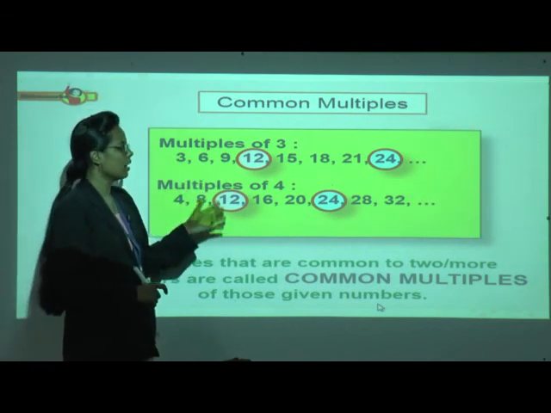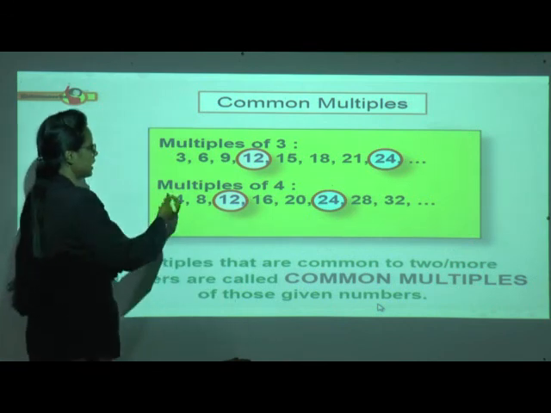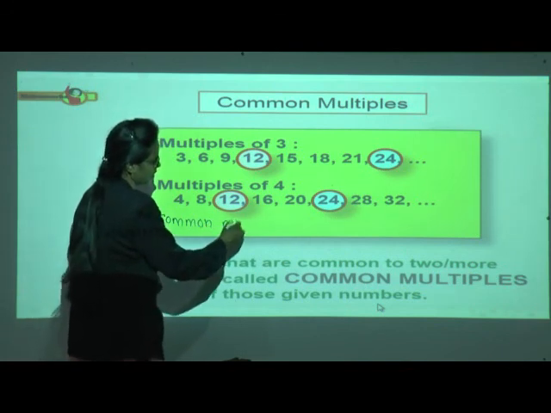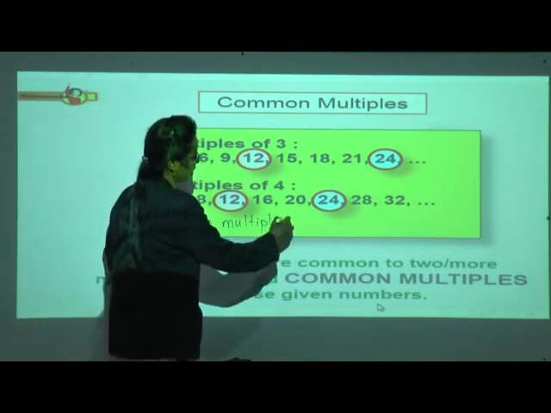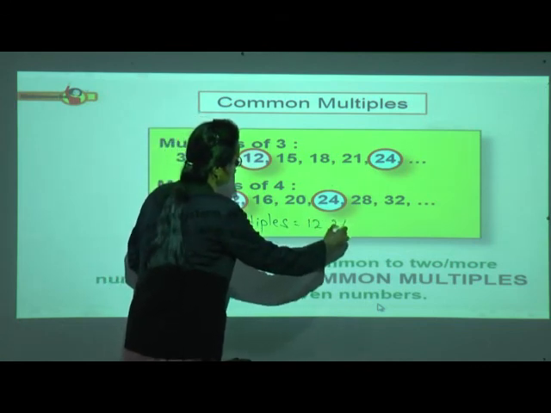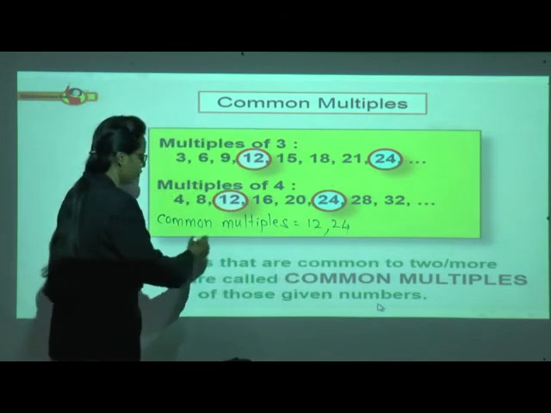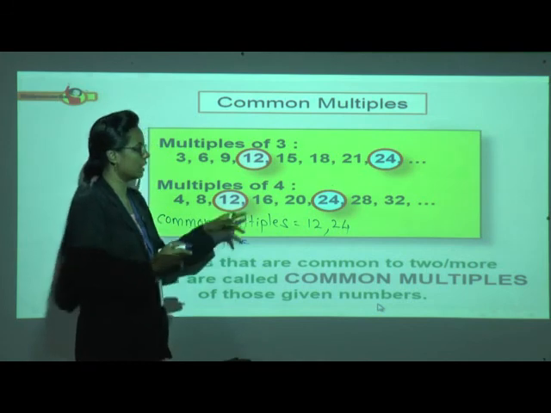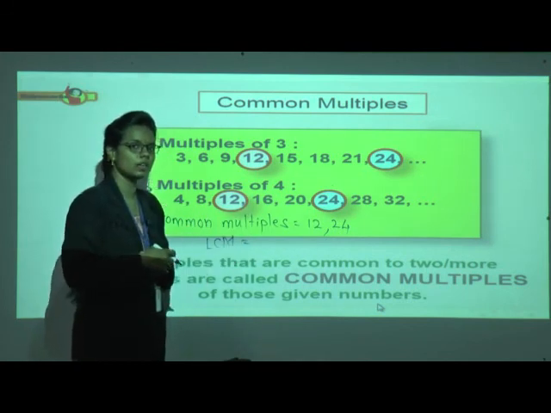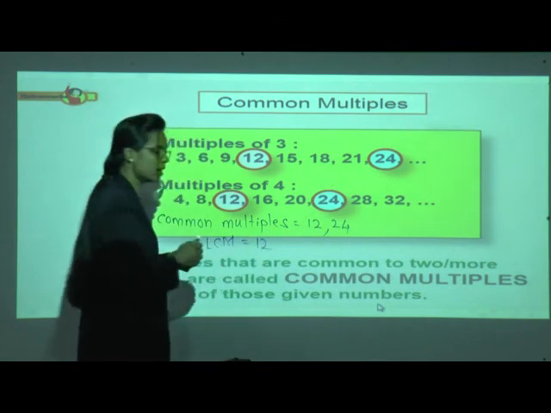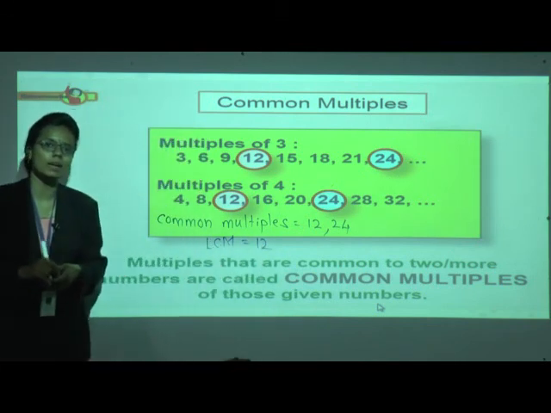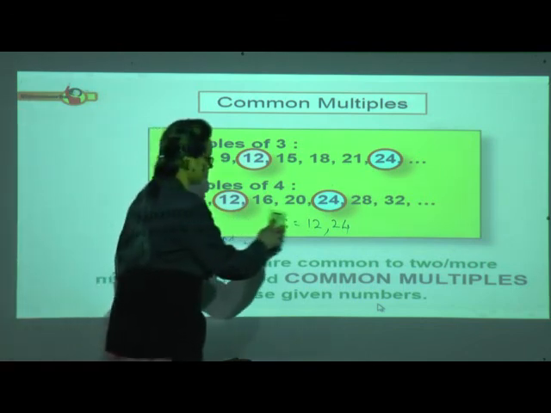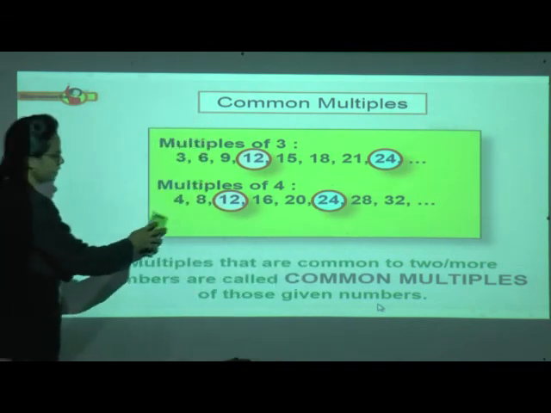Let us see the common multiples. What are the common multiples we have found here? The common multiples are 12 and 24, right? Now we have to find the LCM. So what will be the LCM here? Least common multiple. Among these 12 and 24, which is the least one? Yes, it's 12. Okay? In this way we find the common multiples. Let us see the next one now.